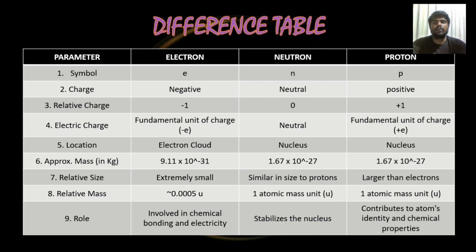Role of these particles. Electrons are involved in chemical bonding and electricity. Neutrons stabilize the nucleus by counteracting the repulsive forces between protons, and protons contribute to the atom's identity and chemical properties.